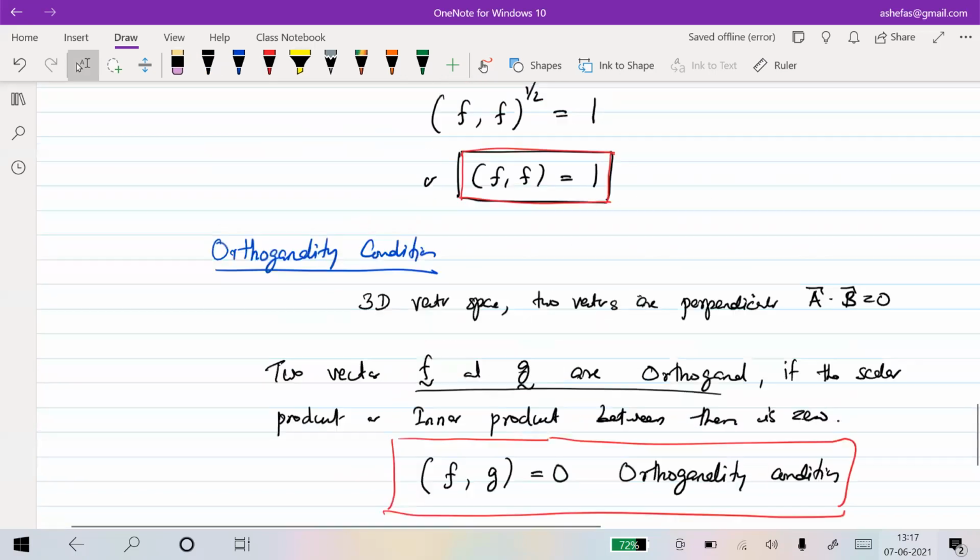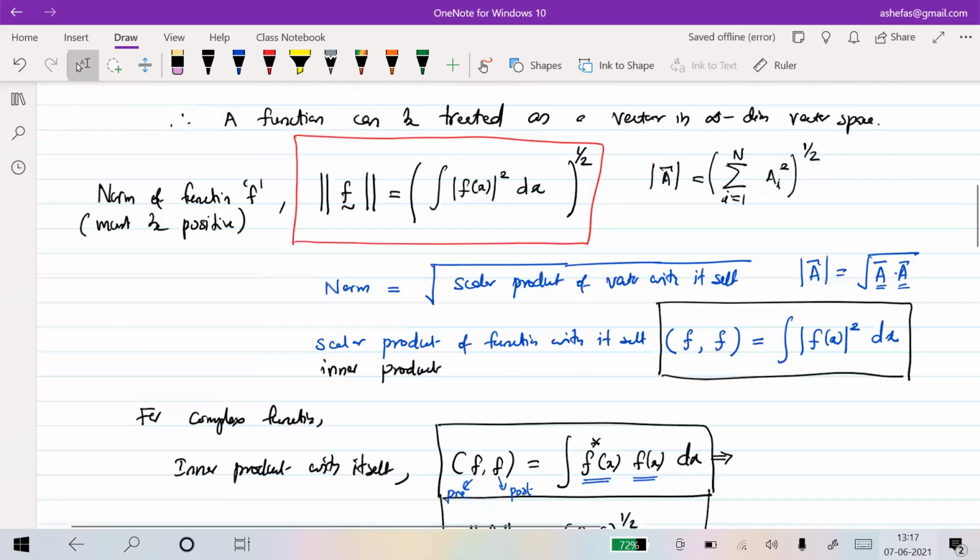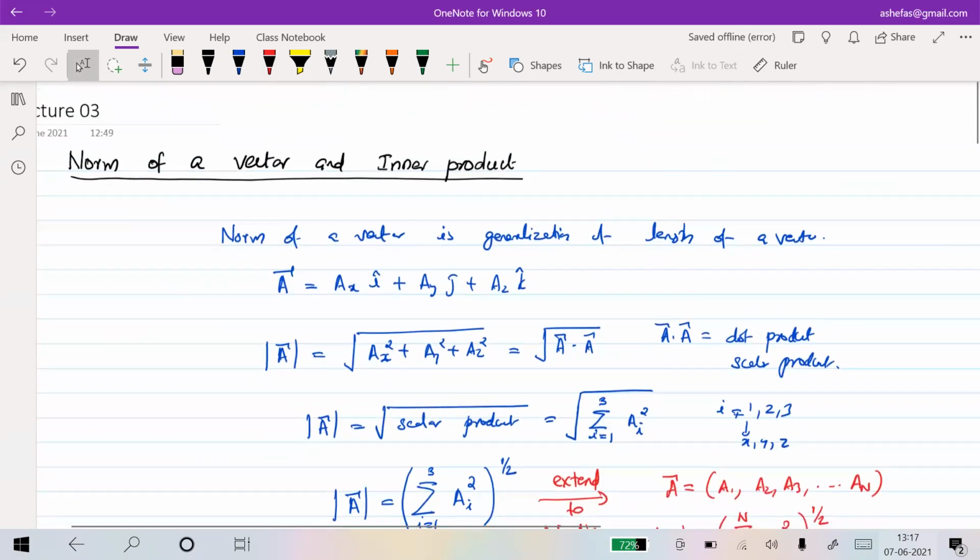Okay, so that is enough for us for the time being. We have discussed in detail the definition of the norm of a vector and the inner product between two vectors. We explained the different properties of the inner product. And finally, we discussed the normalization condition as well as the orthogonality condition of vectors.